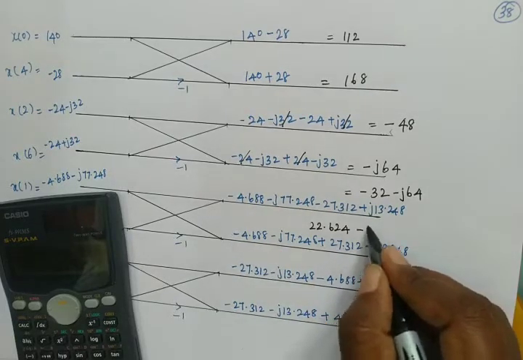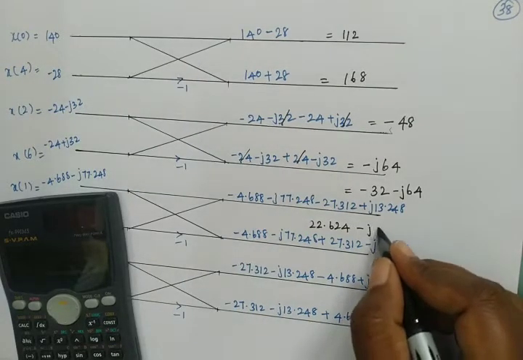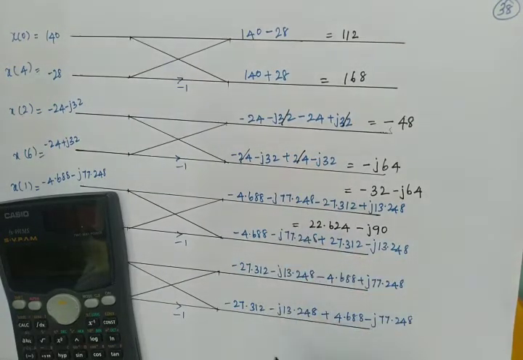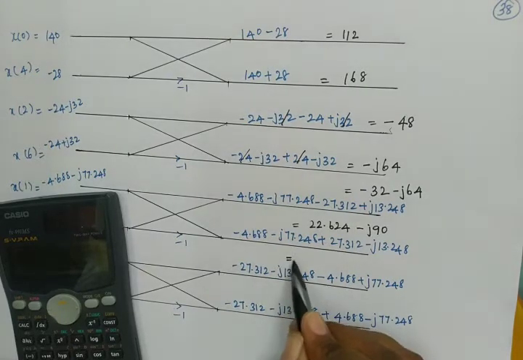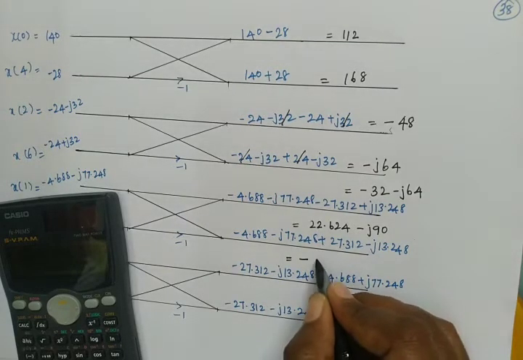So minus j 77.248 plus 13.248, which is equal to 90.49. We can round off to 90. Then here it is minus minus, which is equal to minus 27.312 plus 4.688, which is equal to minus 32.